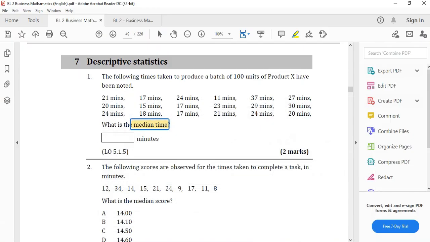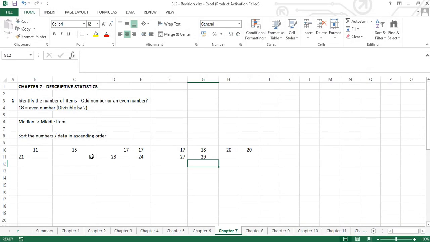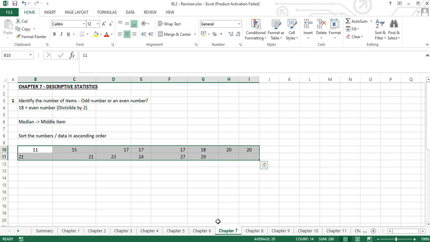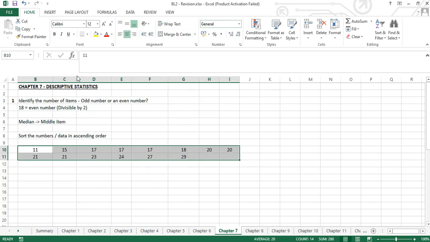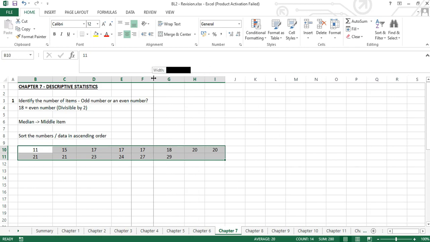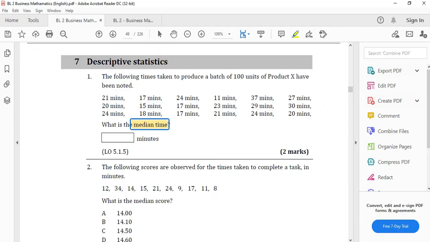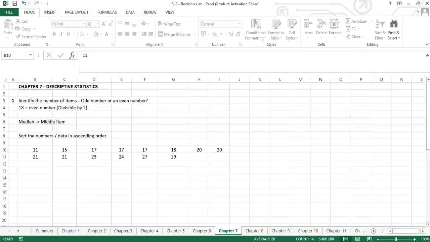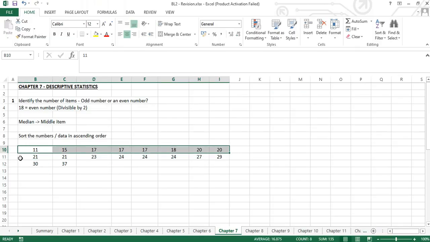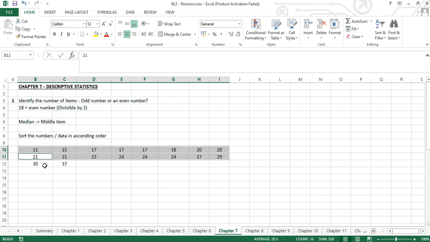Okay. Totally, let's see how many numbers. We are missing some. So we got 11. Fine. So this is in ascending order. You go horizontal. Read it horizontally. Okay. Accordingly, what will be the middle value?